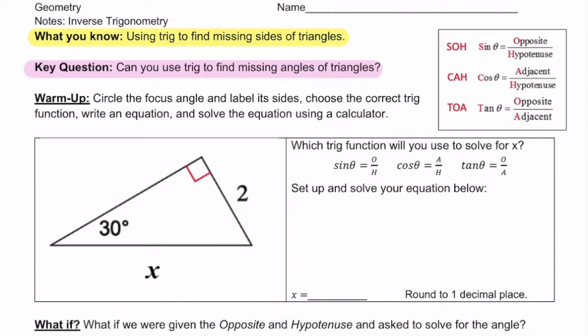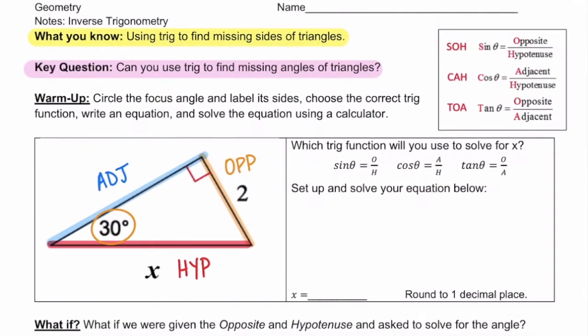In today's warm-up, you're going to circle the focus angle, label its sides, choose the correct trig function, write an equation, and solve that equation using a calculator. So here we have our triangle, our focus angle, and two sides of this triangle. So take a moment and complete this warm-up now.